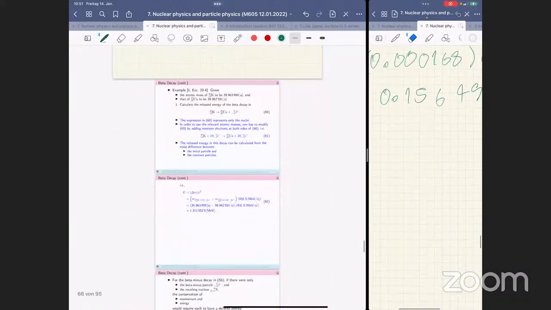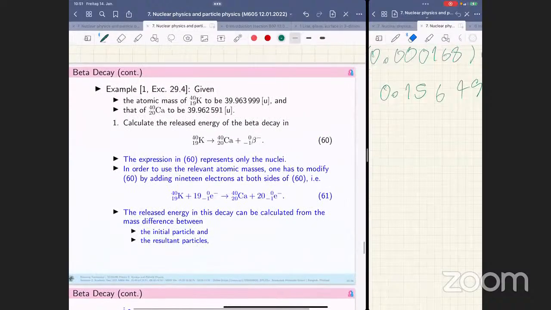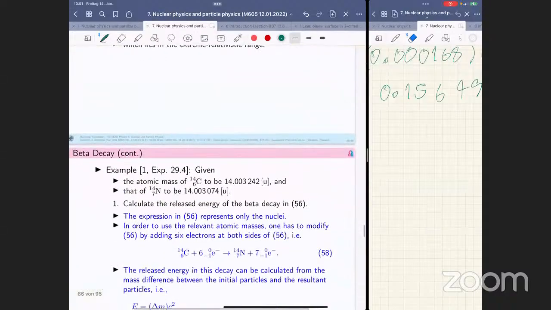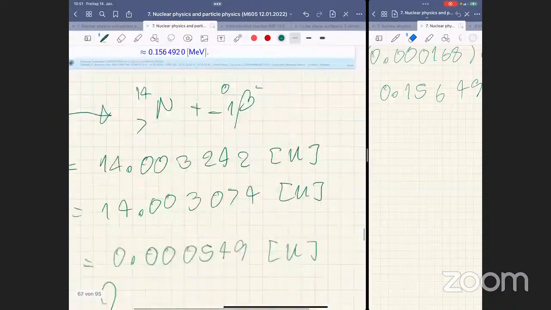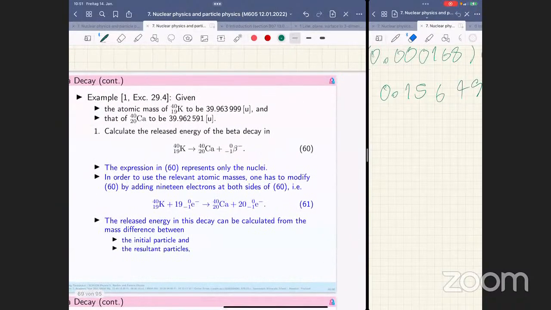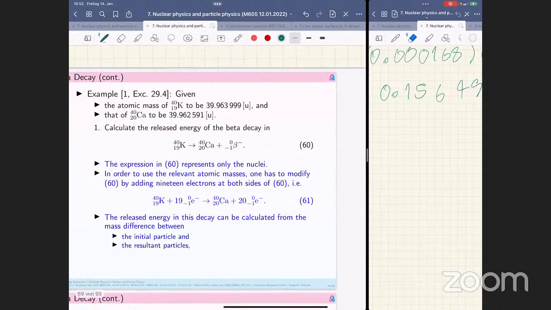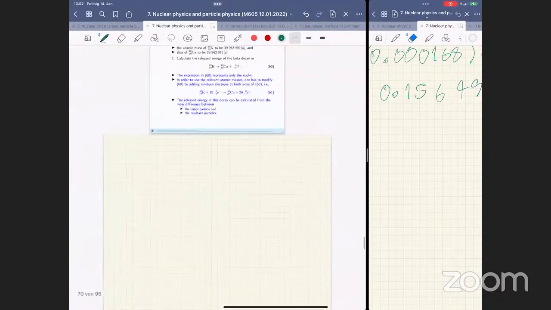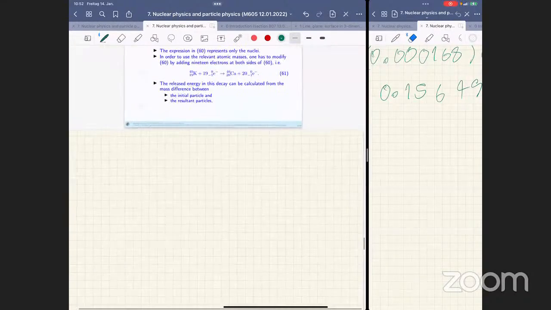Now let's move to the next one. Okay, that's the released energy. The previous one is taken from the book number 1, example 29.4, but this one is taken from exercise 29.4. It's not the story about carbon and nitrogen. It's rather K, potassium, right? And calcium. Now we arrive at this story.